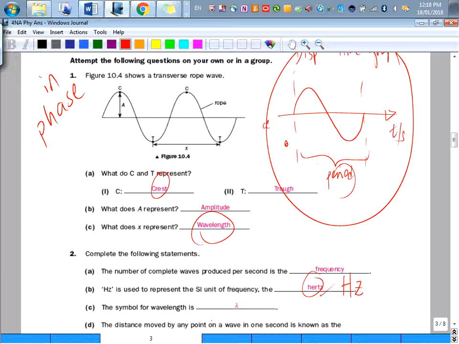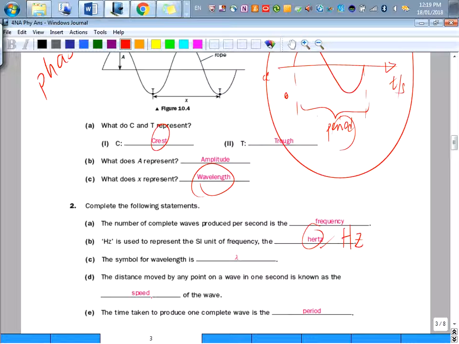Distance moved by a point on a wave in 1 second is known as the speed. So look at this, distance moved in 1 second. Isn't that speed already? Distance moved per second, that's our speed. Time taken for one complete wave is period. Okay, all definitions, you need to know the differences between them.